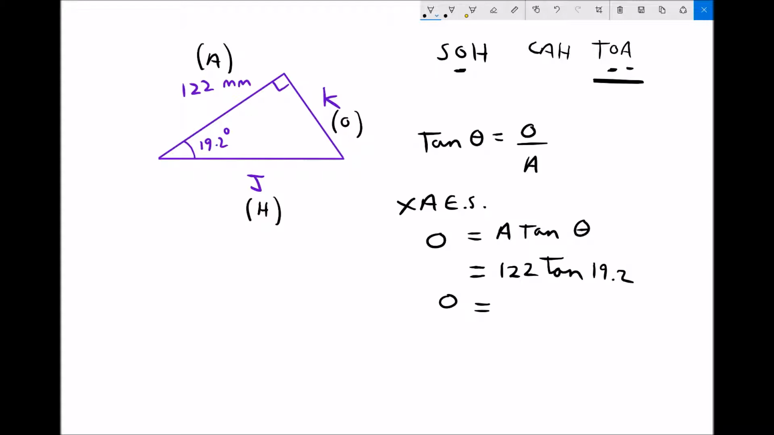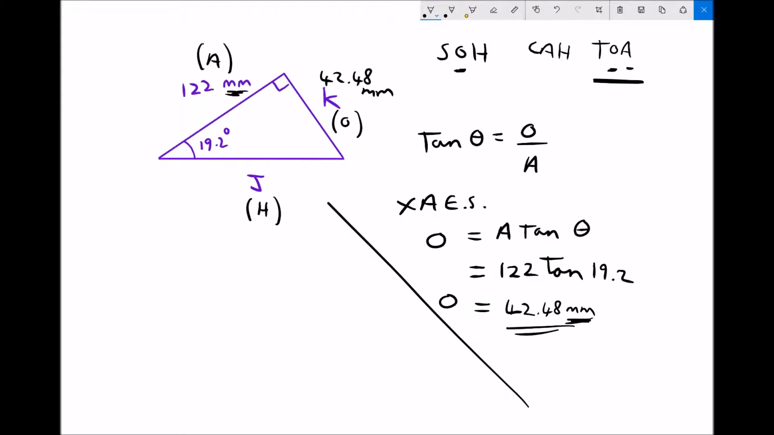122 tan 19.2, or 42.48 millimetres. The reason I know it's millimetres in this instance is because the length of A was given in millimetres. Therefore, K equals 42.48 millimetres. Next, I'm going to find the length of J, which happens to be our hypotenuse.